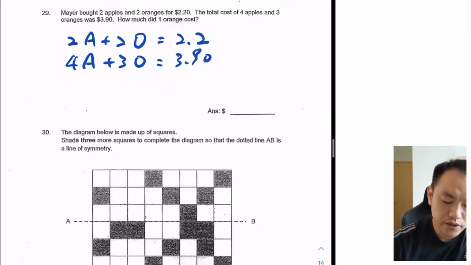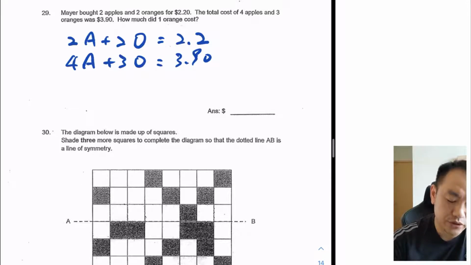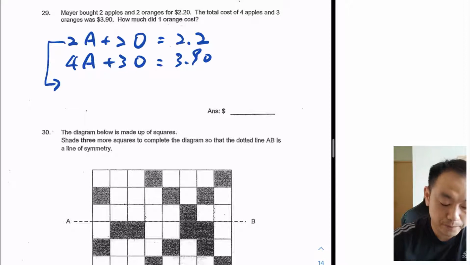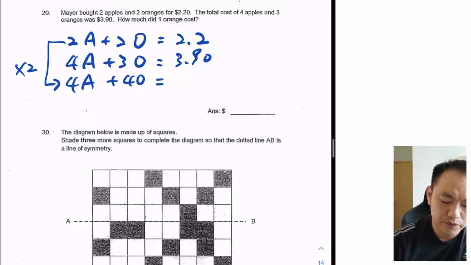$3.90. Okay, so what you can do is try to eliminate one of the variables. So you either try to get rid of apple or you try to get rid of orange. In this case we can try to get rid of apple. So from the first clue, you can multiply the whole thing by 2. Why? Because then the 2 apples will become 4 apples plus 4 oranges equals, so everything times by 2, so the last number also times by 2, which is 4.4.